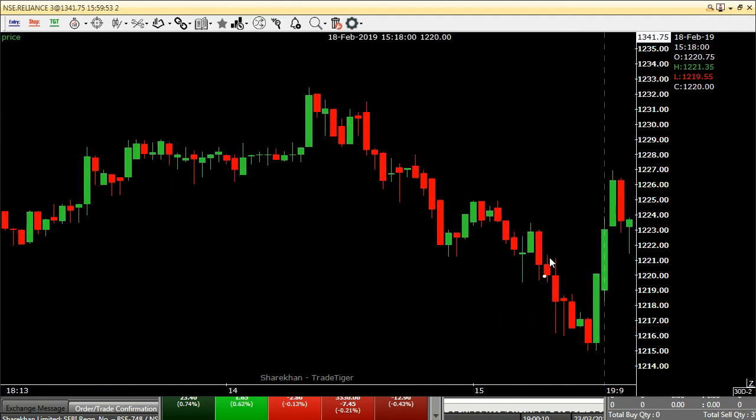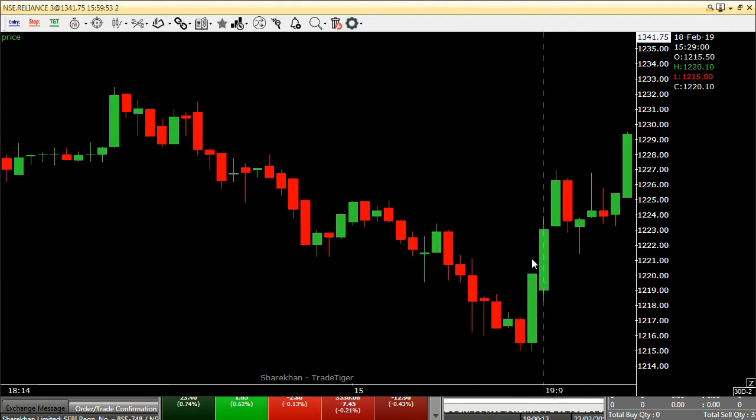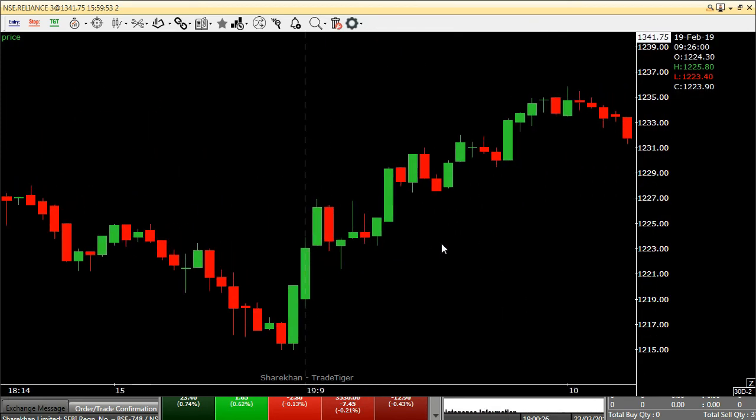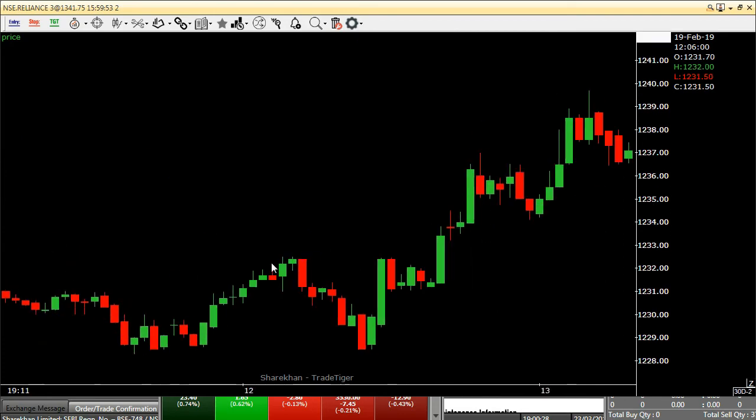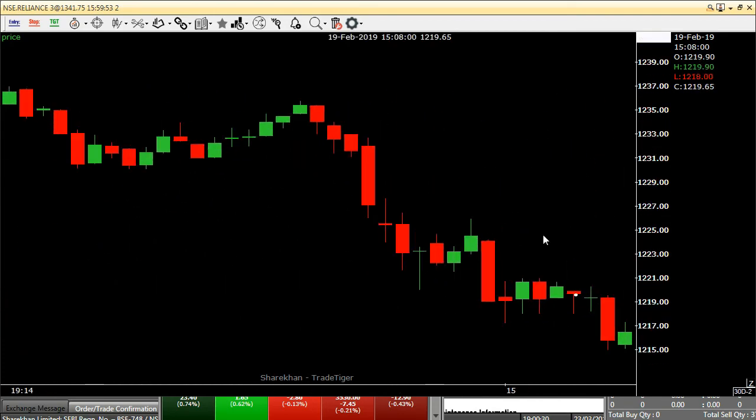And the next day, here also we are not getting any valid signal because the candle immediately after this is not a bullish candle. The next candle is only closing at this level, so we can't have a trade on this day. Okay, hope you are clear with this.